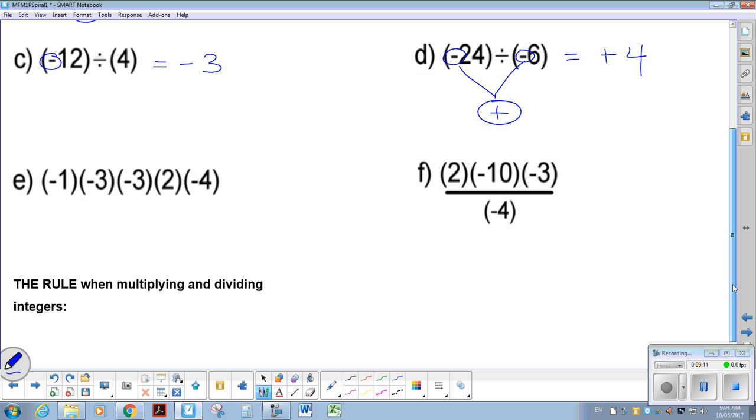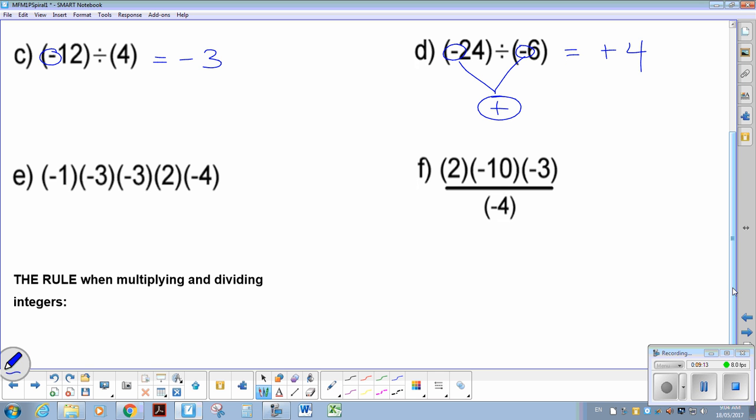When it becomes a little bit more complicated, we just have to sort out the number of negative signs that we have. So we have a positive there, and these 2 negatives have partners as well. So everything's going to be positive in the end because that 2 is a positive. So that means we will end up with a positive answer.